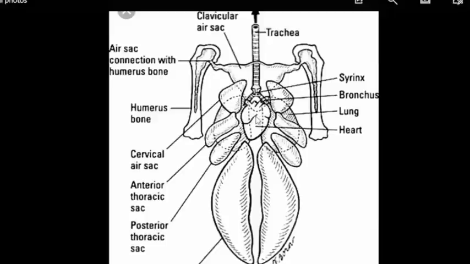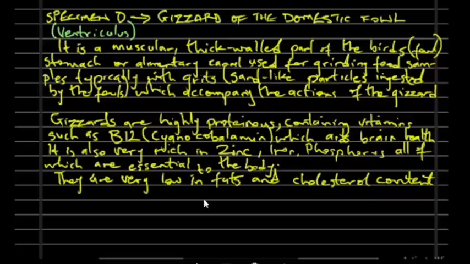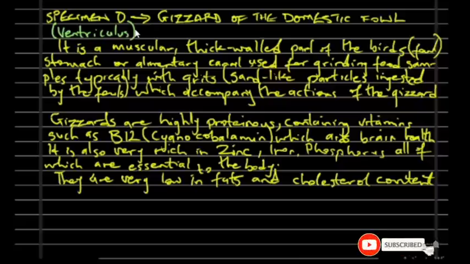And so we move to the next specimen, which is specimen D. In the next specimen, which is specimen D, we have the gizzard of the domestic fowl. The gizzard of the domestic fowl, which is also called the ventriculus. Now, this particular organ is very thick-walled and muscular. It is thick-walled and muscular primarily because of its function, because it is responsible for grinding, for milling the food or the grains that has been taken into the system by the animal. It is responsible for grinding the food sample that has been taken into the system by these animals.